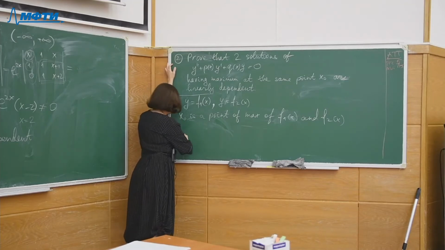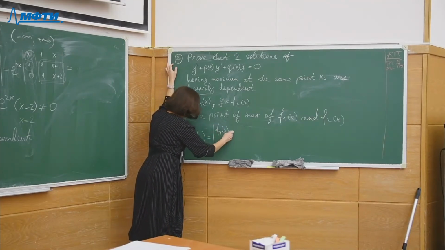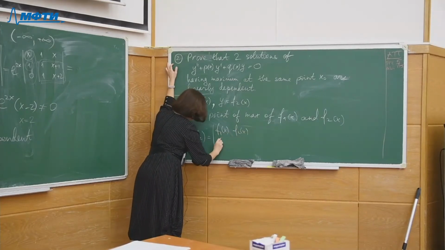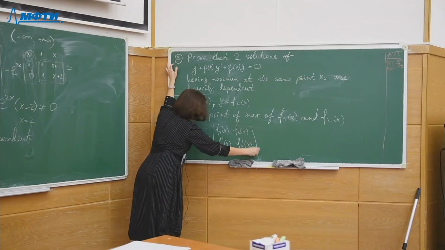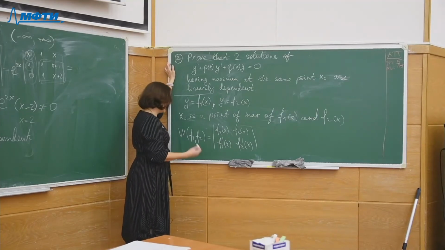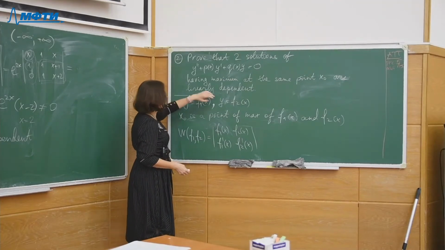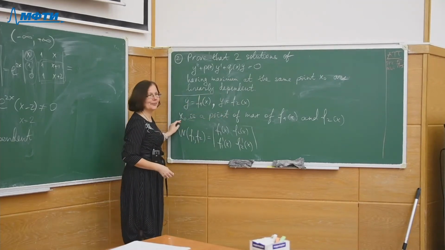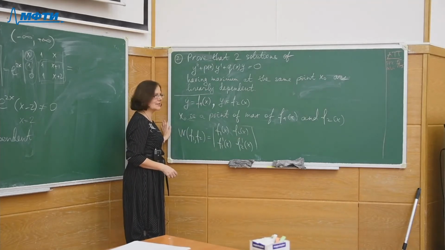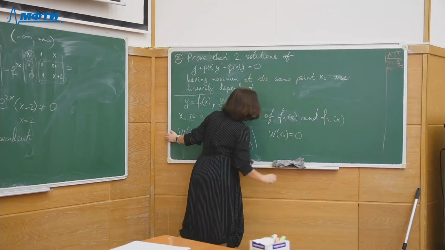Yes, let's find the Wronskian of these two functions, f1 and f2. It will be f1 of x, f2 of x, f1 prime of x, f2 prime of x. Okay, and what is next? The second row is always equal to 0. Not always, just at one point x0. At the point x0, so we know that the Wronskian at the point x0 is equal to 0.